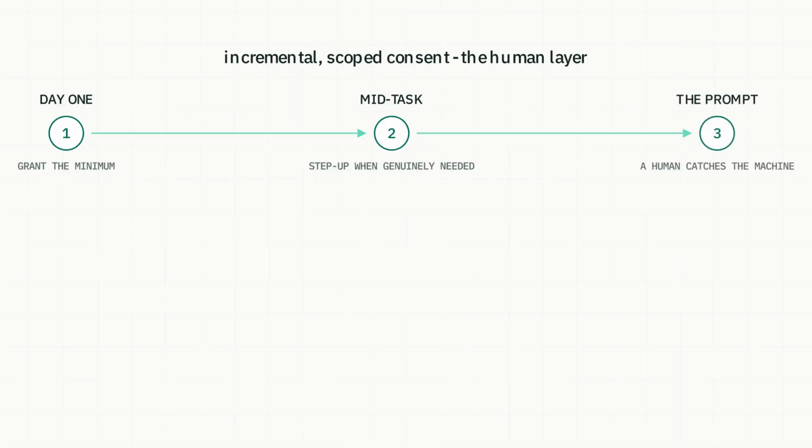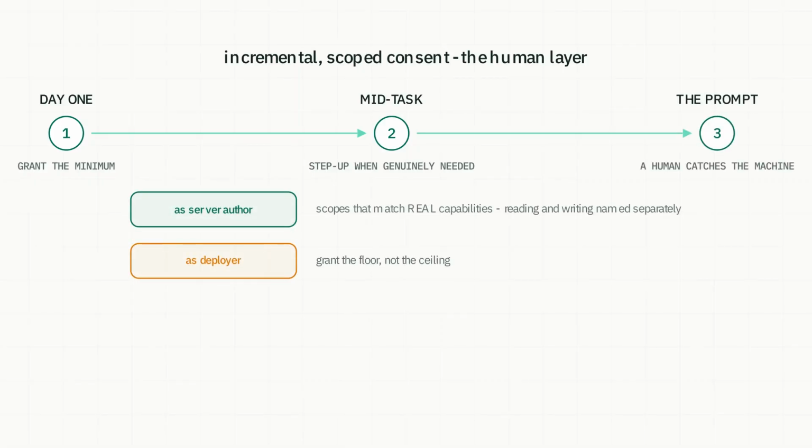And consent, the human layer. The current spec supports incremental, scoped consent. Instead of one giant grant on day one, the client asks for the minimum and steps up when a new capability is genuinely needed. Practice the pattern from both sides.